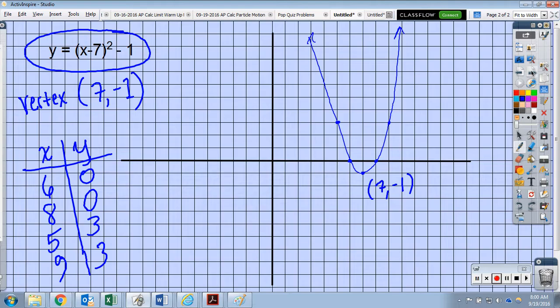I'm not going to put some weird fractions to plug in. I'm going to plug in some nice whole numbers or integers. So I plugged in 6, and then I plugged in a value just to the right of the vertex, one to the right, which would be 8. And then I kept that pattern going for 2 more points, 5 points, good enough to graph this thing. Get a good idea of this graph.